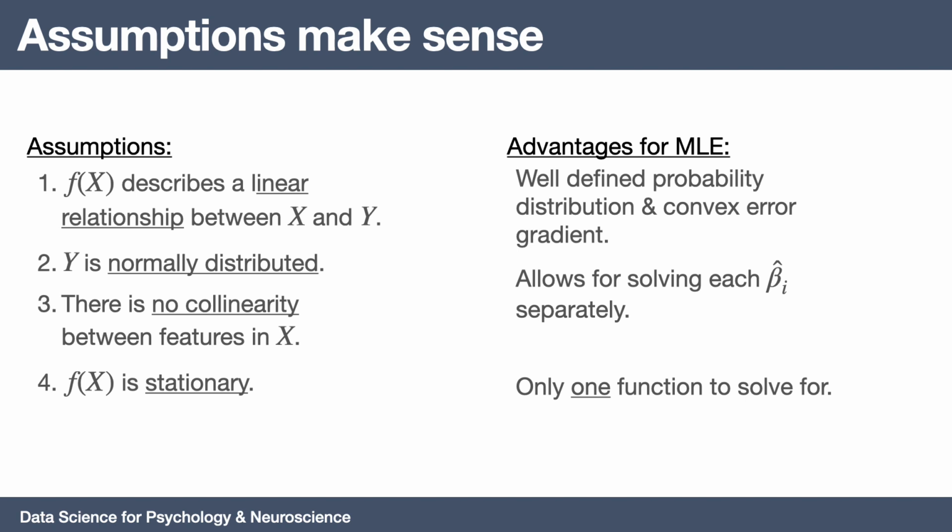So the assumptions link to each one of these advantages for the ordinary least squares solution. With y being normally distributed, the residuals are also going to be normally distributed, which gives you that convex error gradient. The linearity assumption allows for solving each regression coefficient separately. The fact that they're not correlated across X also allows for this. And the stationarity assumption allows for the ability to just solve the problem in a single function. You're not solving mixture models, you're solving a single problem. So this is why we hold on to these assumptions so tightly in the linear regression context.